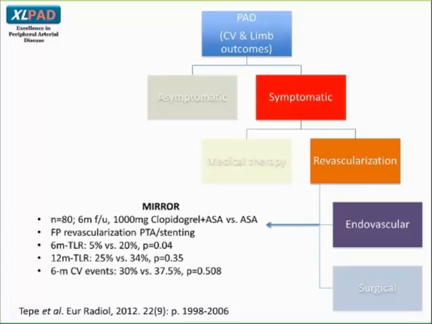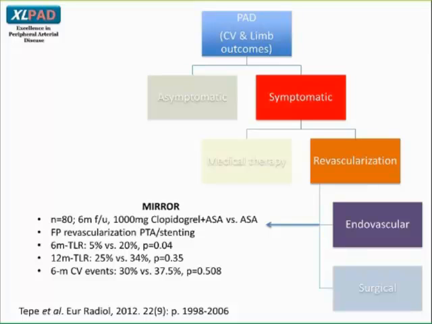The mirror trial was the next attempt, about 12 years later. This was a study out of Germany done by Gunnar Tepe's group and Thomas Zeller's group in Leipzig, in Bad Krozingen in Germany. This was a randomized study, and it randomized patients to dual antiplatelet therapy after endovascular intervention, primarily in the femoral popliteal area, and included both angioplasty and stenting.